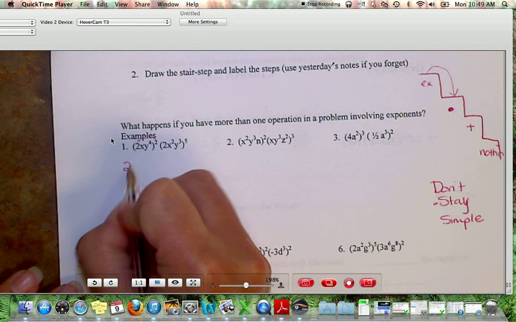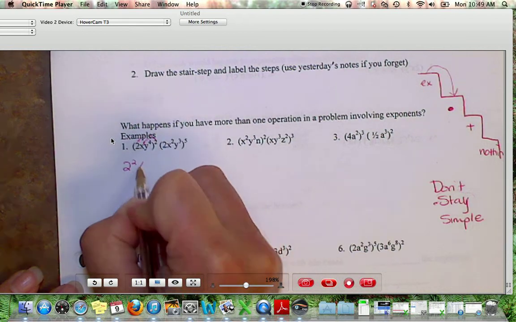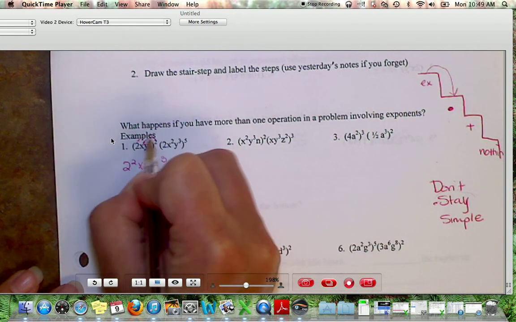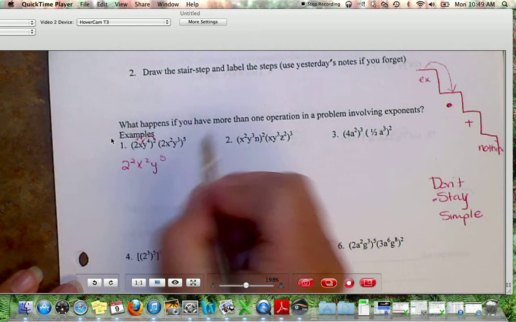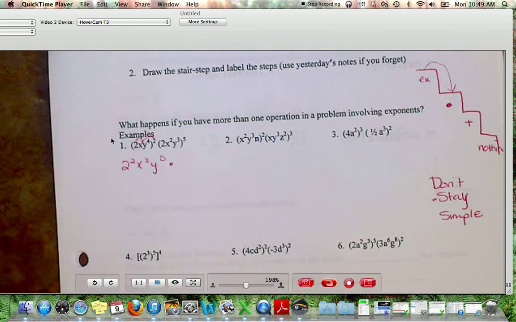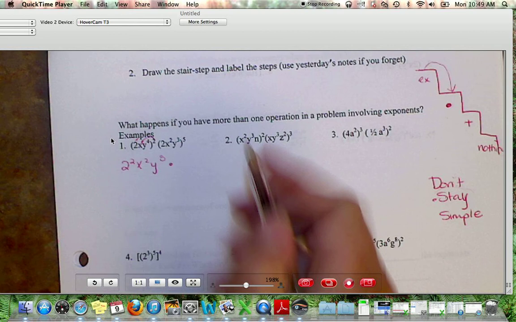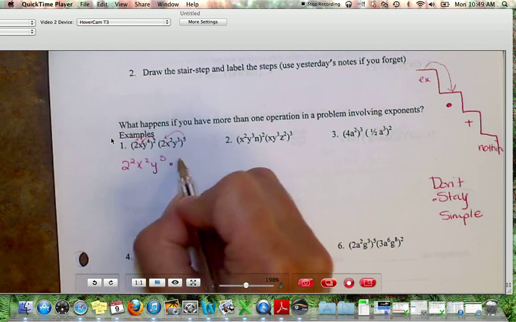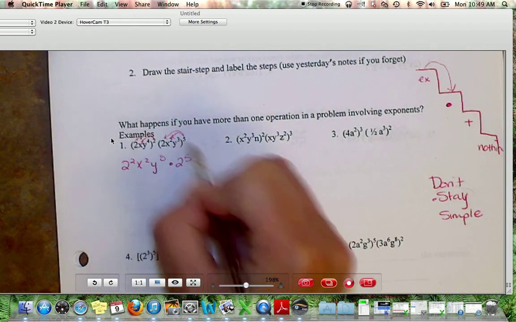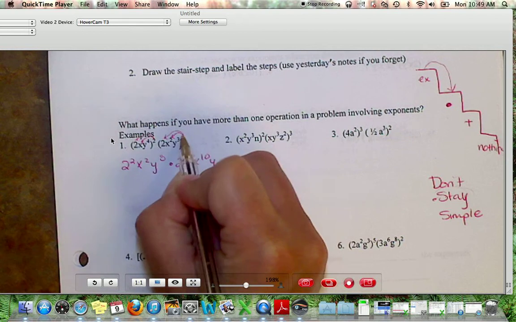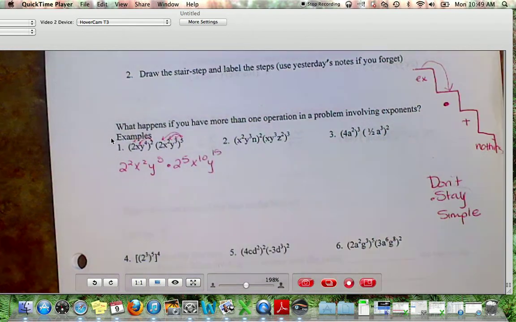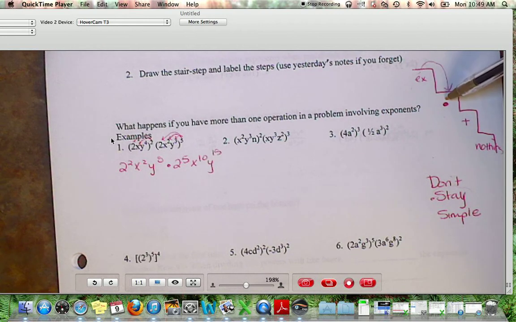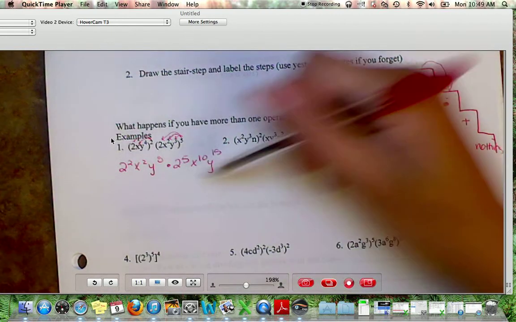So this becomes 2 to the second, x to the second, y to the 8th. Multiply as you distribute. And then let's change this to a multiplication sign so there's no parentheses left. Then we've got 2 to the 5th, x to the 10th, y to the 15th. So that's your first step. You're applying the exponent, and the rule is that you multiply the exponents when you do that. Now it's a multiplication problem.